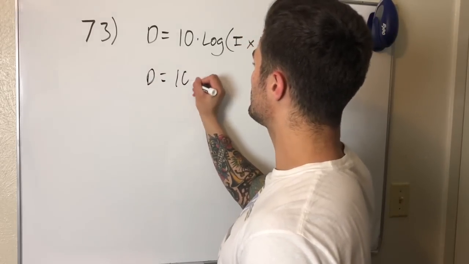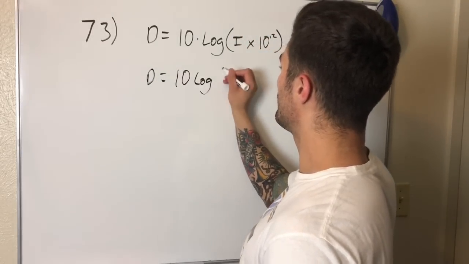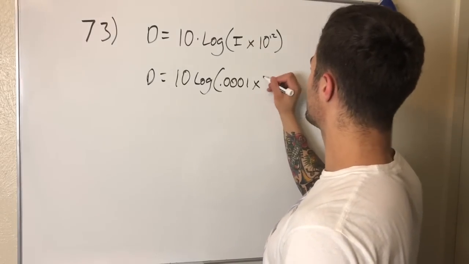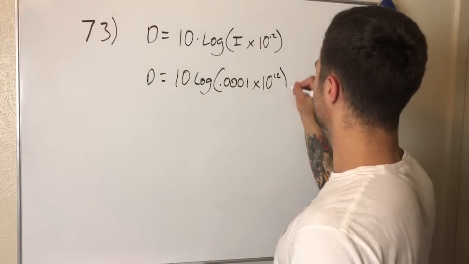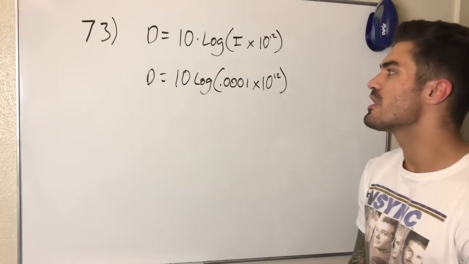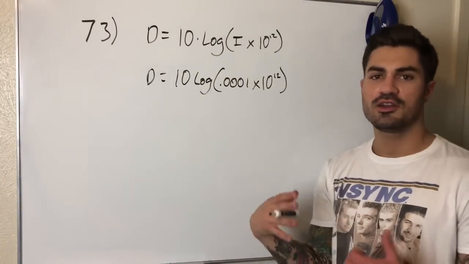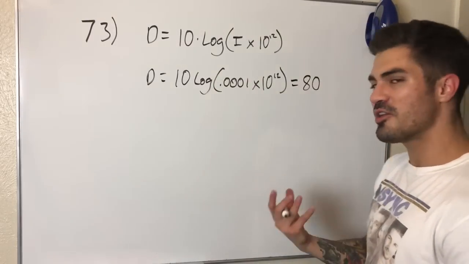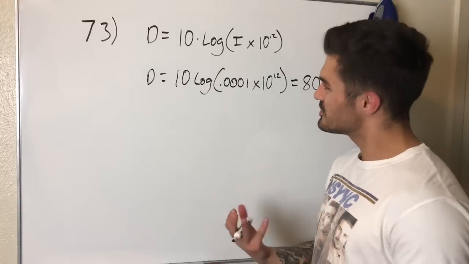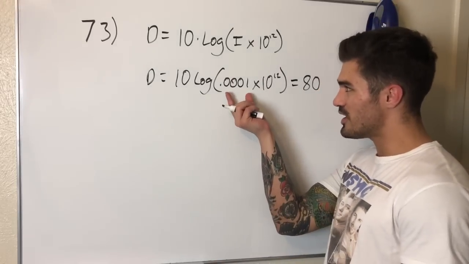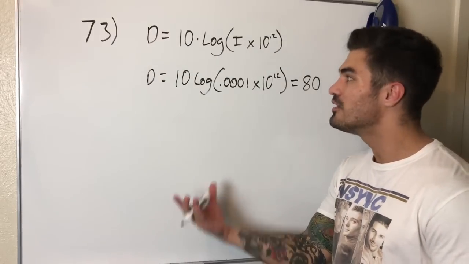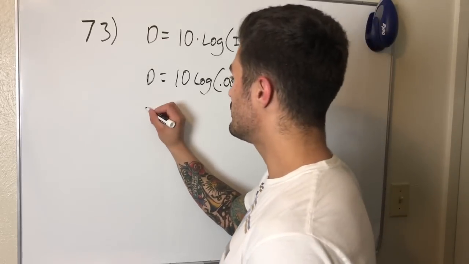D equals 10 times log 0.0001 times 10 to the 12th. Okay, so you can punch this in a calculator and you get the answer. It equals 80. But maybe you're not given a calculator, or maybe you want to see something cool. If you want to see something cool, then we can actually change this to be of the form 10 to some power. And then we can combine them. So this is something cool.